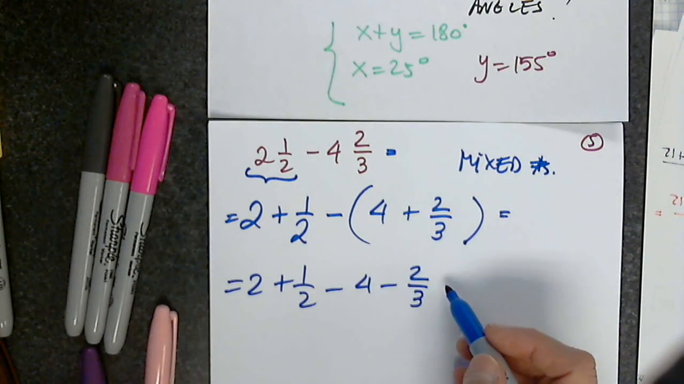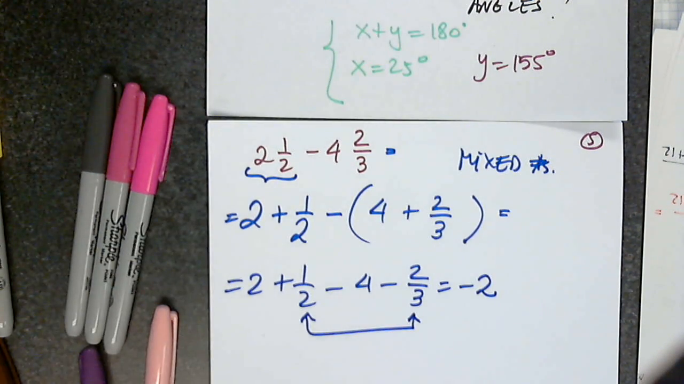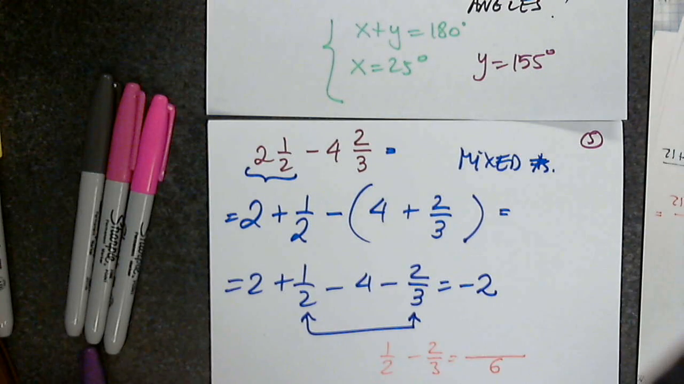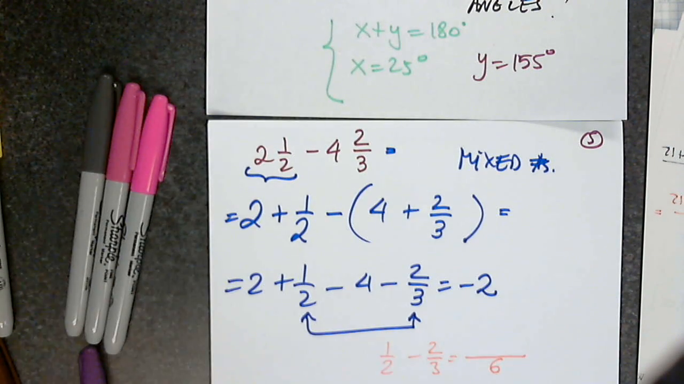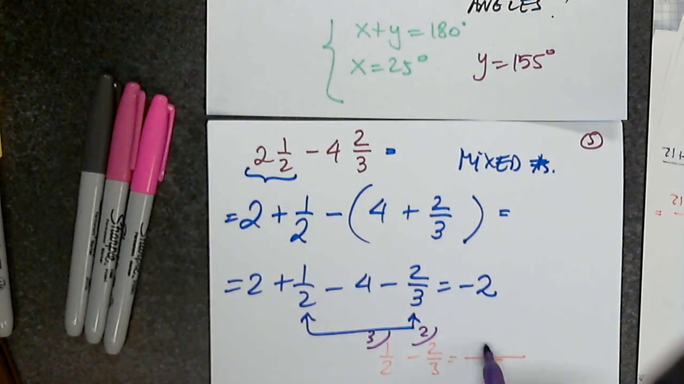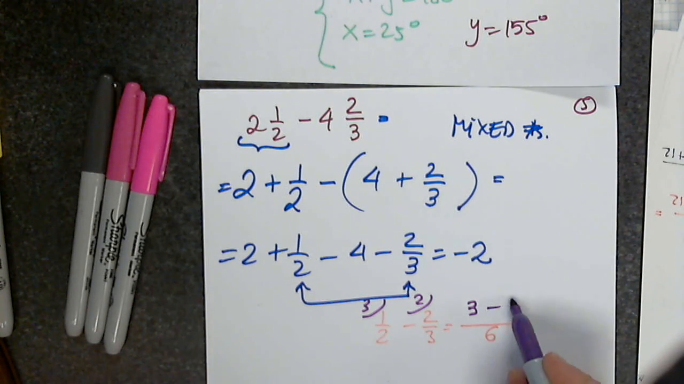2 with minus 4 is definitely negative 2. And now I'm left with these two fractions. I know how to add and subtract fractions. What is the least common denominator of these two? 6. Yes, so I have 1/2 minus 2/3. The least common denominator will be 6. What do I multiply the top of the first one by? 3. Awesome. What do I multiply the top of the second one by? 2. So can anyone tell us what to write up here? 3 minus 4. Very good.